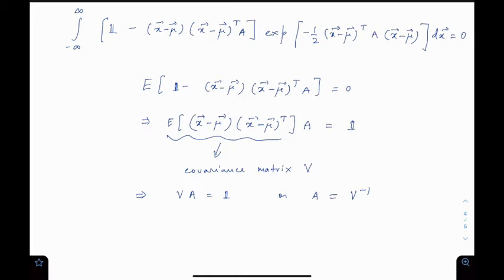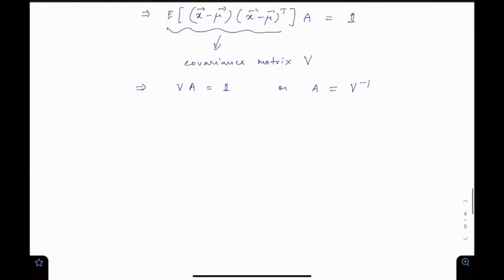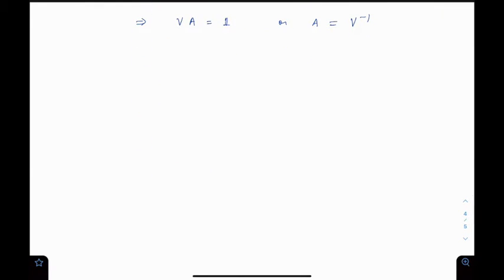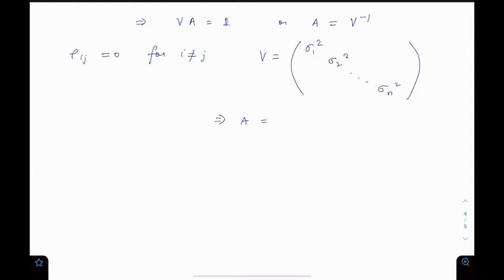Now, if the correlations between all x i are 0, that is, if rho ij equals 0 for i not equal to j, then V is a diagonal matrix with sigma 1 square, sigma 2 square, up to sigma n square on the diagonals. That would imply that A is also diagonal with just the reciprocal of those same diagonal entries.